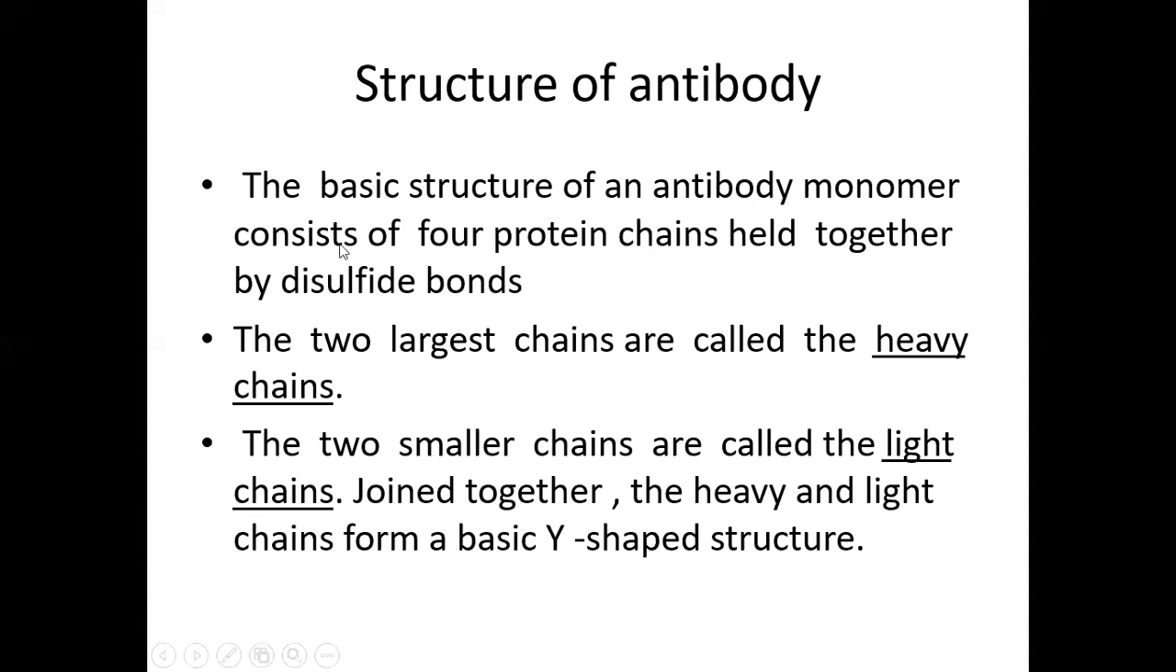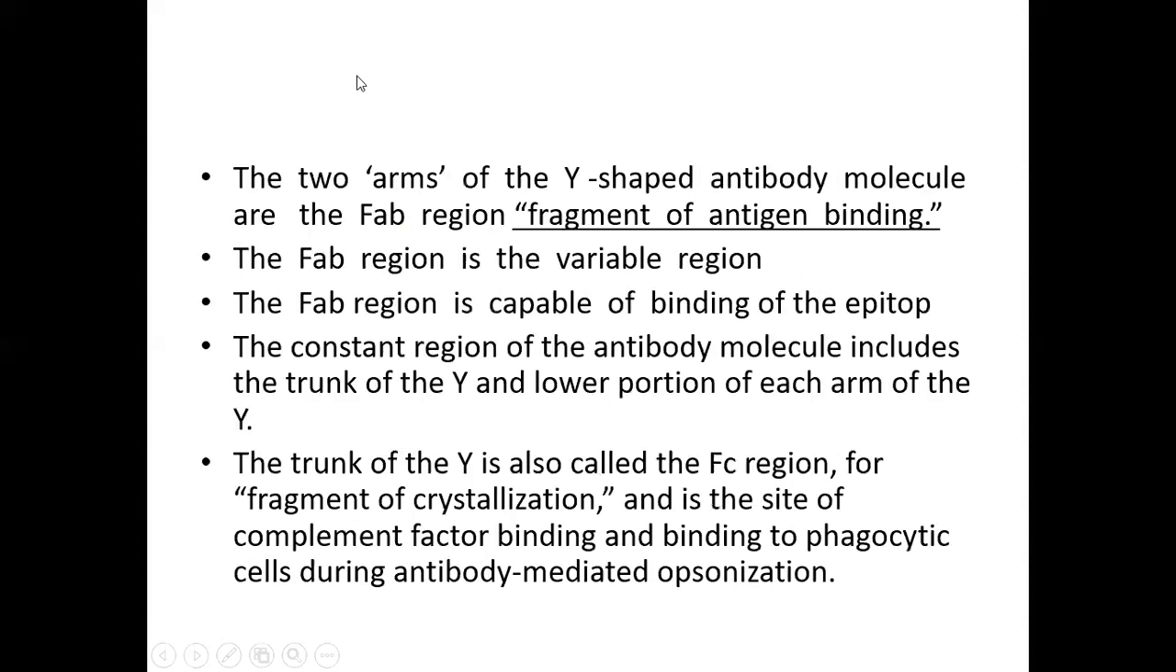Structure of antibody. The basic structure of an antibody monomer consists of four protein chains held together by disulfide bonds. The two largest chains are called the heavy chains, and the two smaller chains are called the light chains. Joined together, the heavy and light chains form a basic Y-shaped structure. The two arms of the Y-shaped antibody molecule are the Fab region, fragment of antigen binding. The Fab region is a variable region. The Fab region is capable of binding the epitope.